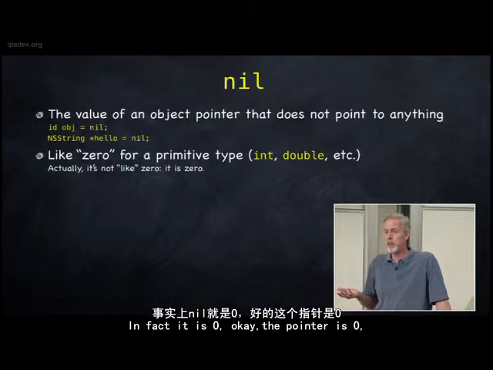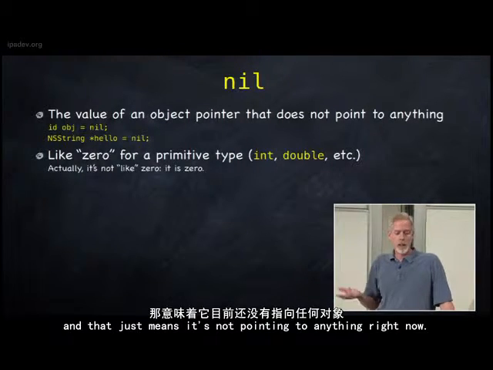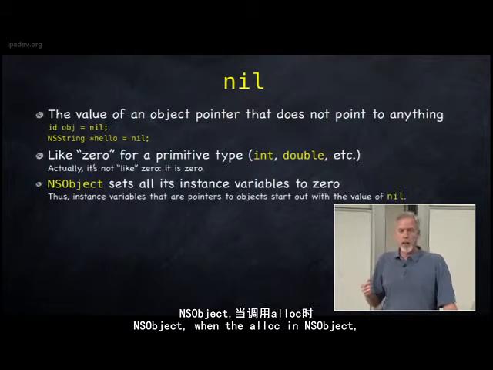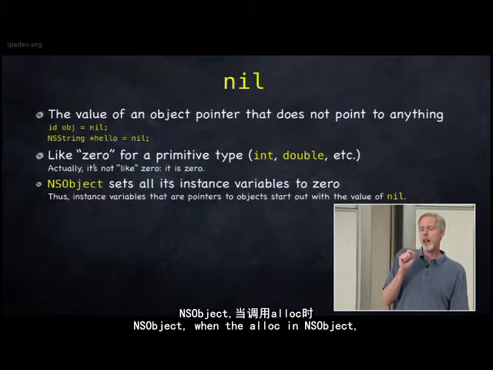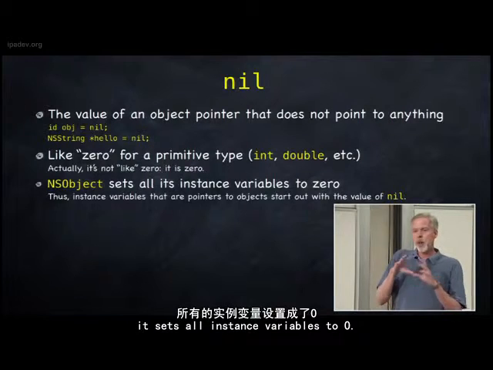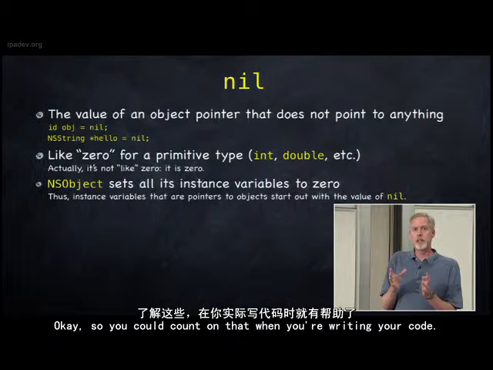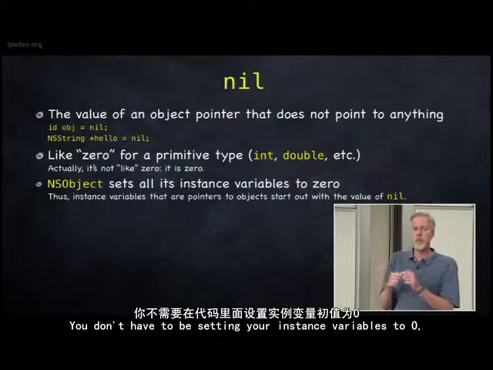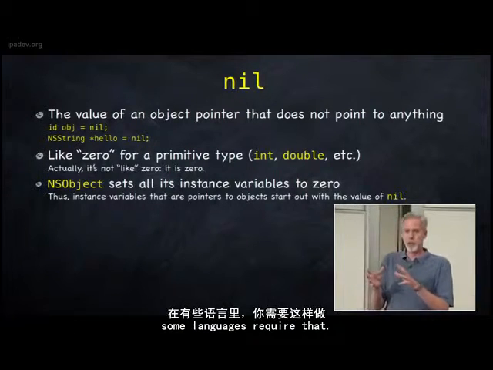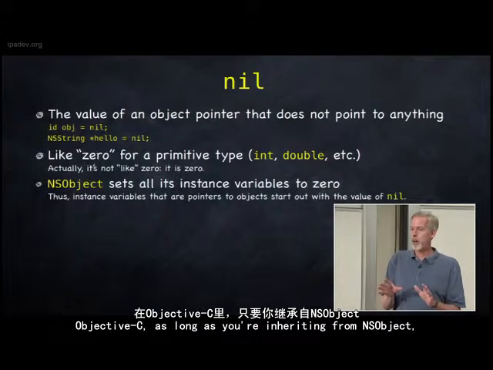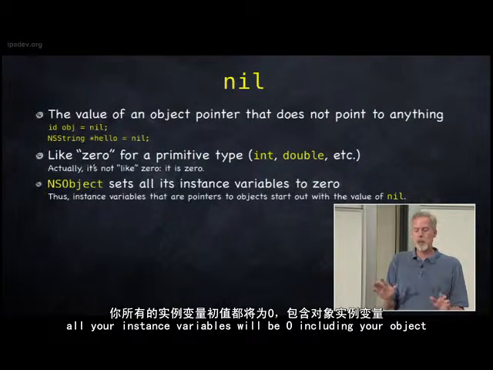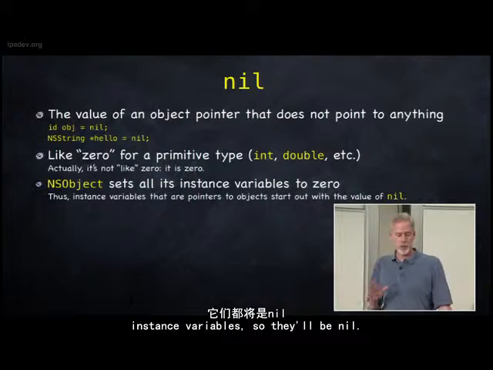Okay? That pointer is 0, and that just means it's not pointing to anything right now. When alloc in NSObject runs, it sets all instance variables to 0. So you can count on that when you're writing your code. You don't have to be setting your instance variables to 0. Some languages require that. In Objective-C, as long as you're inheriting from NSObject, all your instance variables will be 0, including your object instance variables, so they'll be nil.